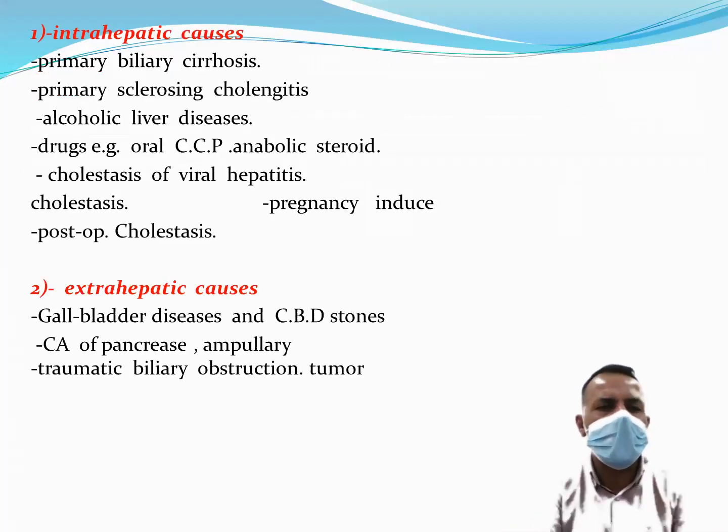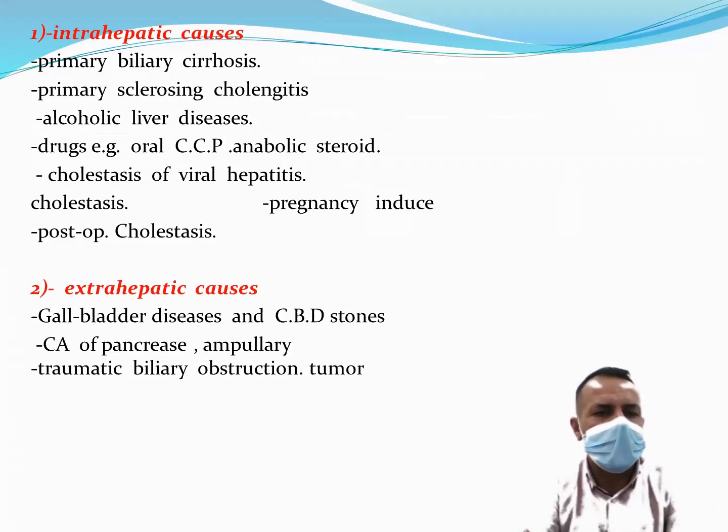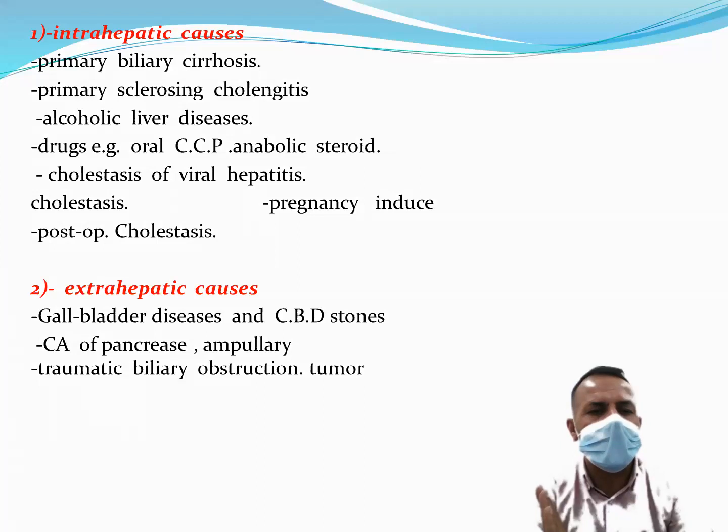Intrahepatic causes of jaundice. For example, primary biliary cirrhosis. This is an autoimmune disease resulting from inflammation of the biliary passage, commonly in young ladies, leading to chronic inflammation and ending with cirrhosis. Others are primary sclerosing cholangitis, liver disease, and also alcoholic liver disease. Of course, alcohol gives different types of jaundice: hepatic, prehepatic, and post-hepatic. So alcoholic liver disease can cause obstructive jaundice.